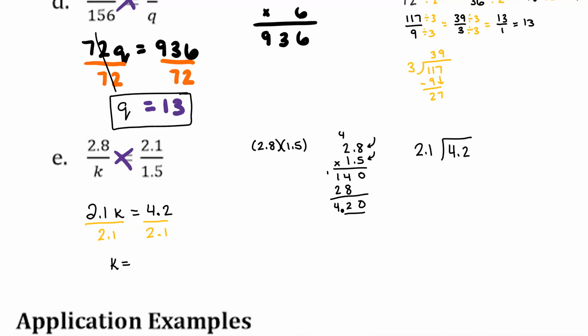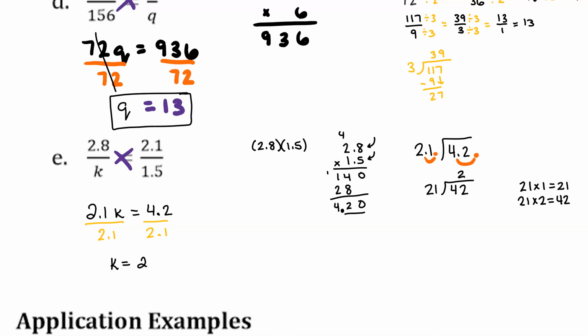So we can move our decimal 1 to the right, which means I have to move this one 1 to the right, and the math becomes 21 goes into 42. And again, if you think about 21 times 1 is 21, and 21 times 2 is 42, the answer to this division would be 2, so k equals 2.